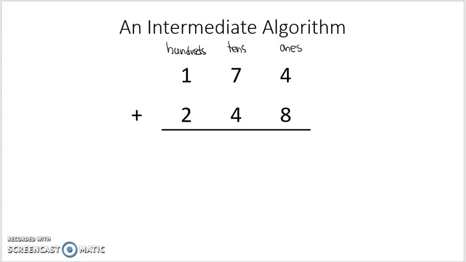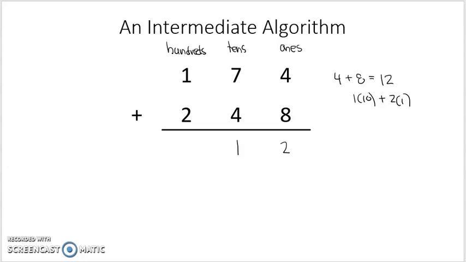So let's look at the ones. For the ones, we've got 4 plus 8. And again, the kids that will be doing this will know 4 plus 8 is 12. And 12 is 1 ten and 2 ones. Okay, so 4 plus 8 is equal to 1 ten. So that's 10 plus 2 ones.